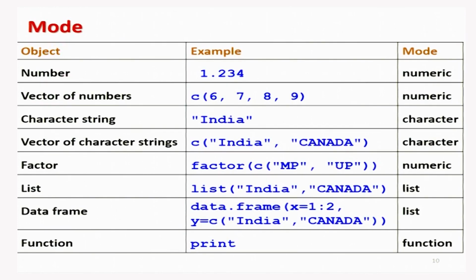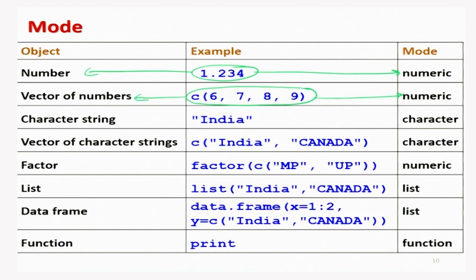For example, if you take a number like 1.234, then its mode is numeric. And when you take a data vector in which all the values are numbers, this is essentially a vector of numbers, so this also has the mode numeric. If you take a word like India within double quotes, then this is a character string, and the mode of this is character. Similarly, if you take a data vector consisting of character strings like India and Canada, this is again a vector of character strings.